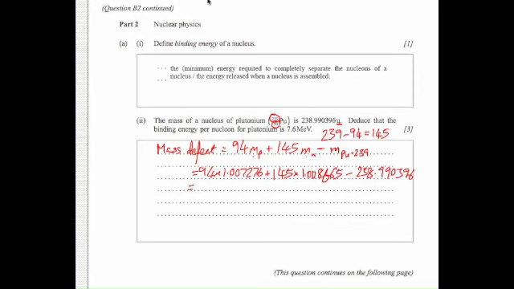And that difference comes to 1.95 U, which we then need to convert to mega electron volts. That's 1816 mega electron volts. But we don't want the binding energy of the entire nucleus, we want the binding energy per nucleon. So the binding energy per nucleon is going to be 1816 divided by the number of nucleons, which is 239, which comes out at 7.6 mega electron volts.